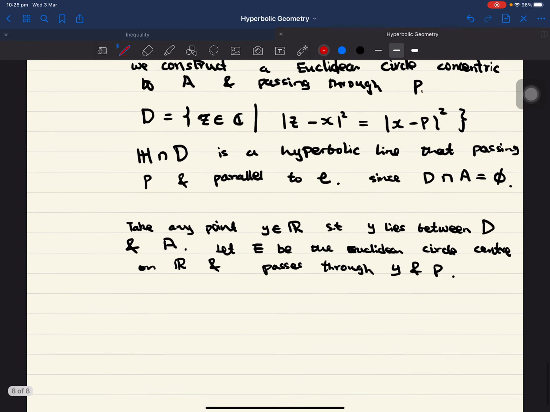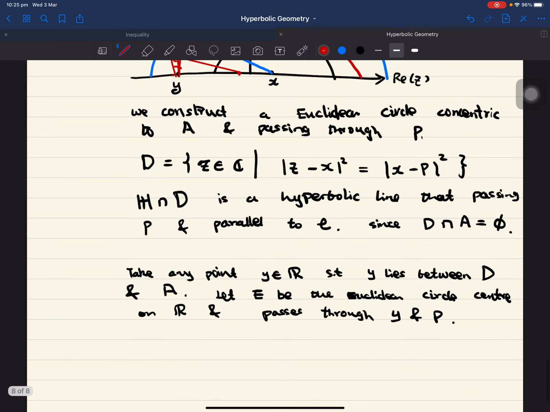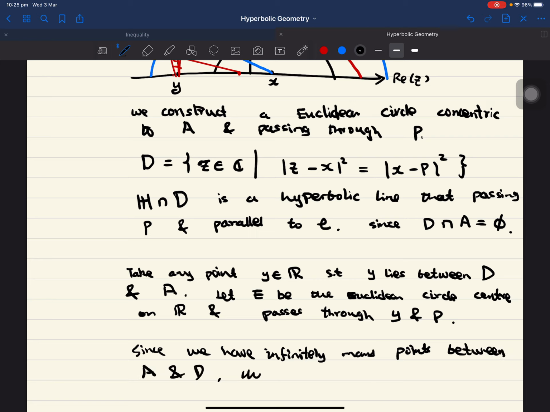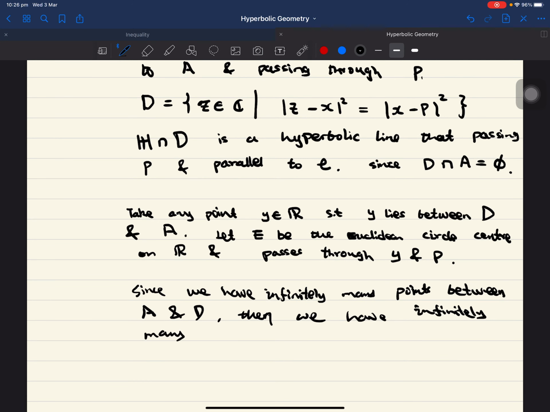And since there are infinitely many points between A and D, we have infinitely many hyperbolic lines that pass through P and are parallel to L.